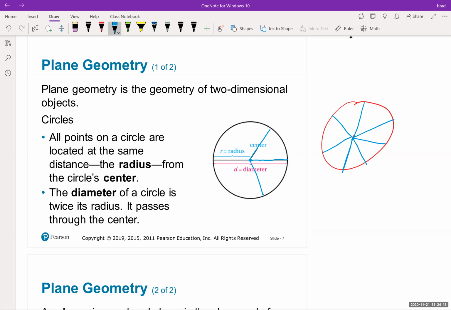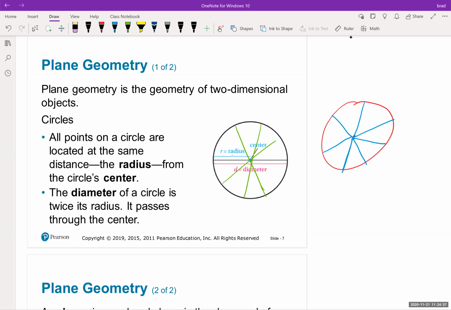Now, the diameter is this distance here. So once again, you see how they have from here to here. So any point on the circle through the center to the other side of the circle. So if I do right here, that's the diameter. If I do right here, that's the diameter.